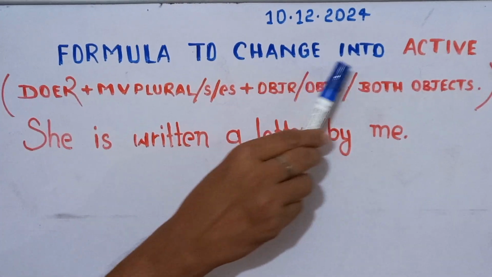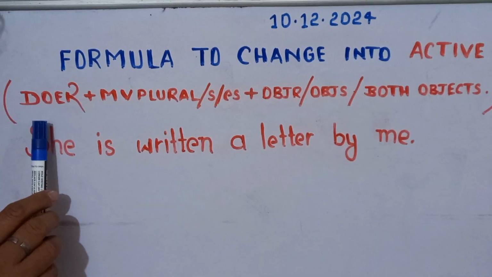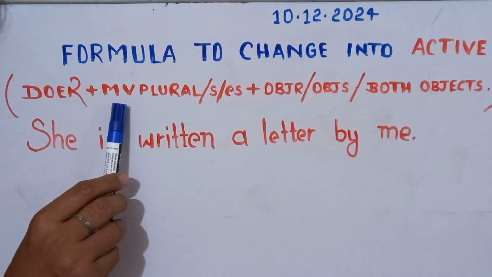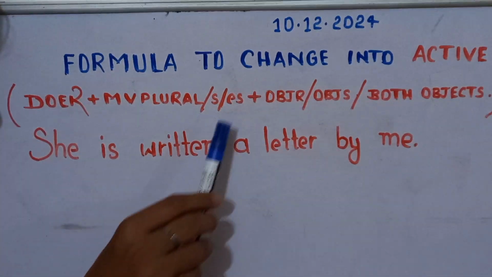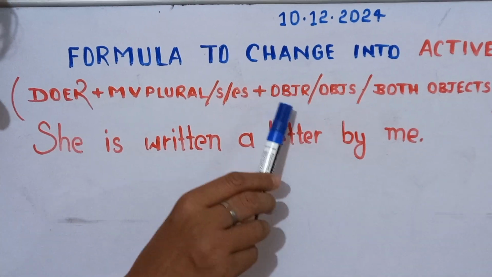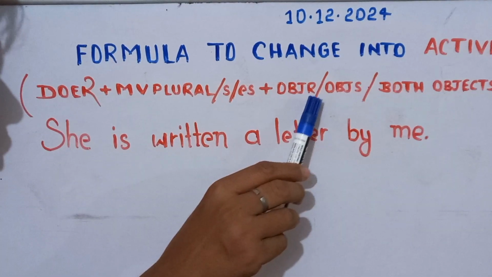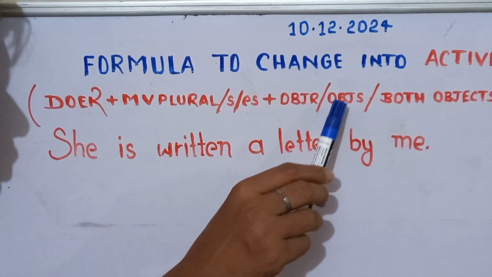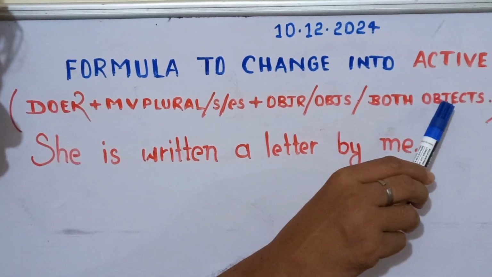Formula to change into active. Formula is here. At first we use doer plus main verb plural or s or es form plus object R. Object R means object receiver and object S means object sufferer or both objects.